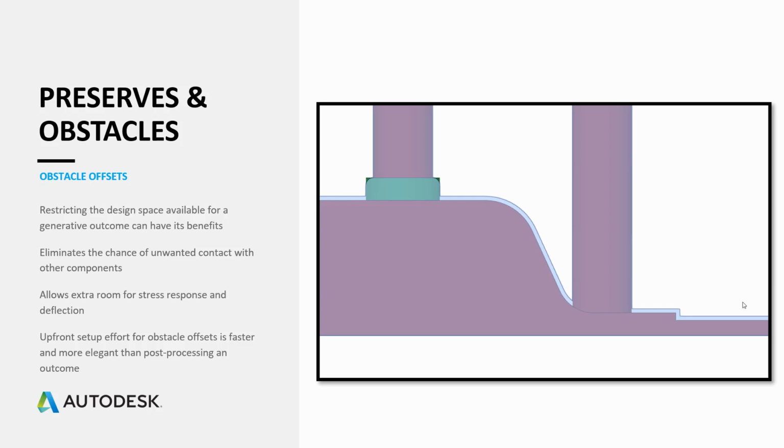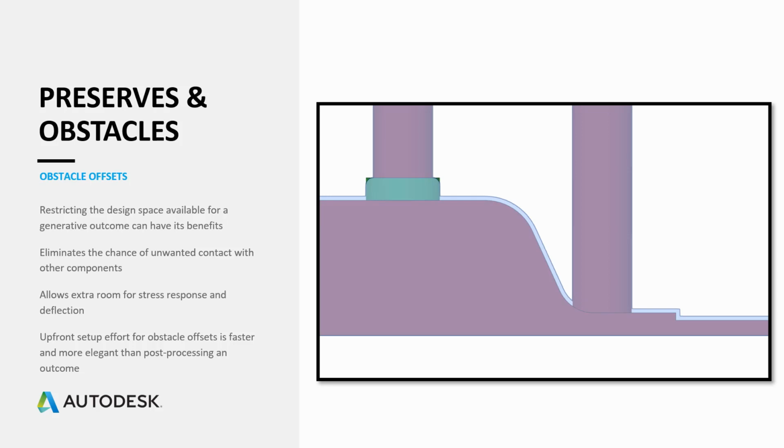So just a little tip and trick. This is applicable for almost every generative study that we set up. If there is an obstacle that you're trying to avoid, it can help to set your generative obstacles with a slight offset, just to get a slightly better outcome. You're taking care of that potential interference at the setup stage, as opposed to modifying the form body at the post stage, which is quite a bit more difficult and time consuming.